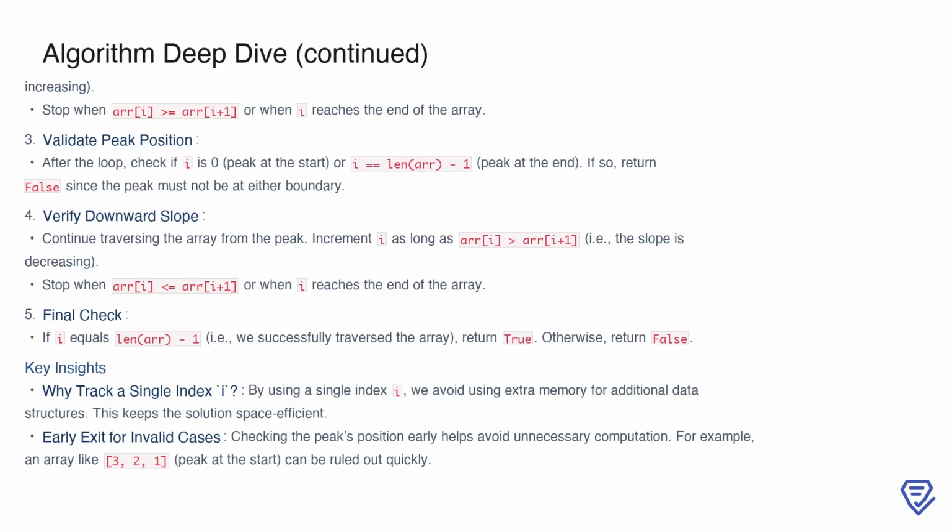If the peak is valid, we move on to verifying the downward slope. From the peak onward, we continue traversing the array, this time checking that each element is strictly greater than the one that follows. If we encounter an element that violates this condition, or if we reach the end of the array prematurely, the array is not a valid mountain. Finally, if we successfully traverse the entire array after the peak, the mountain structure is confirmed, and we return true.